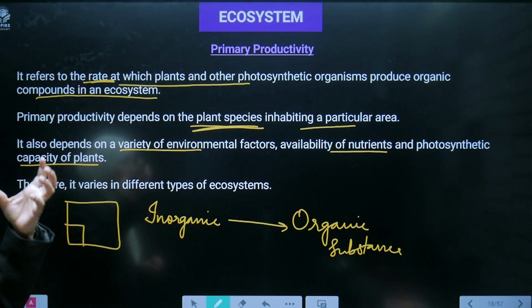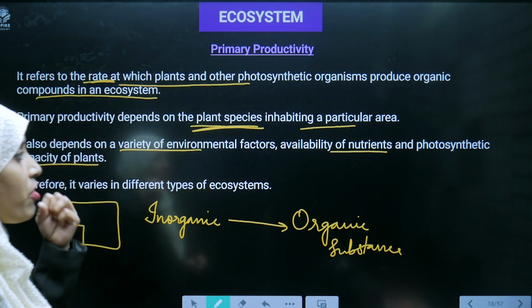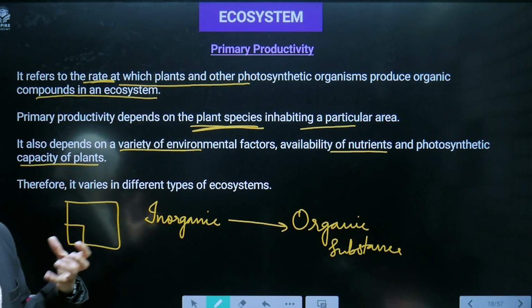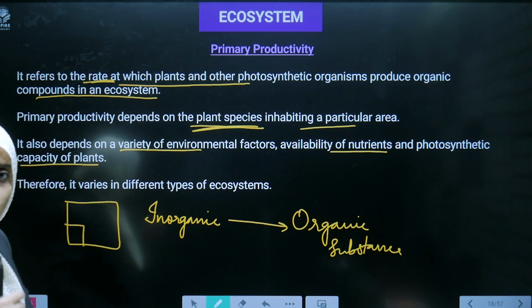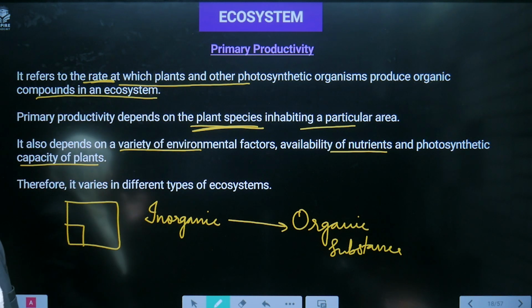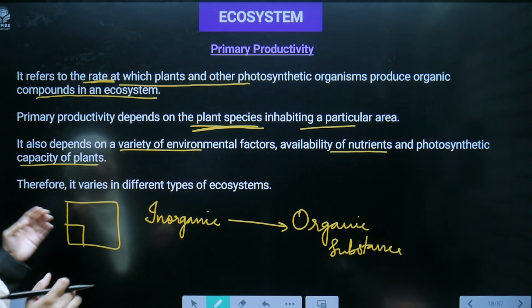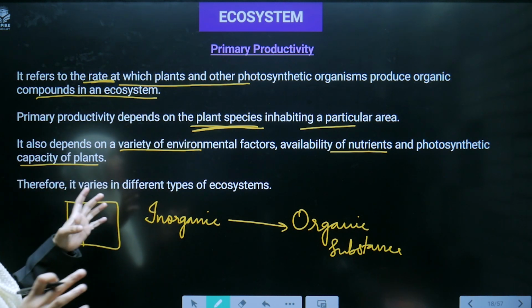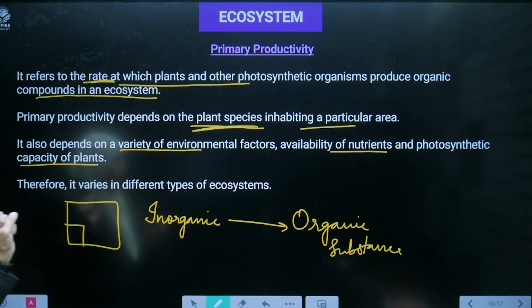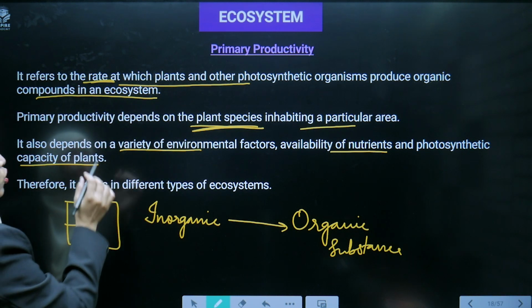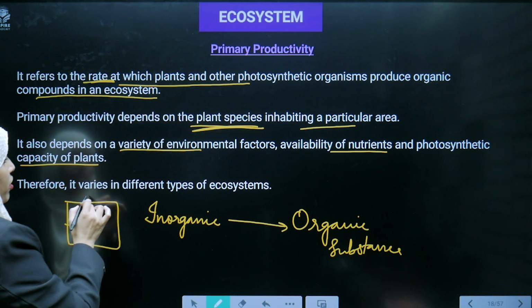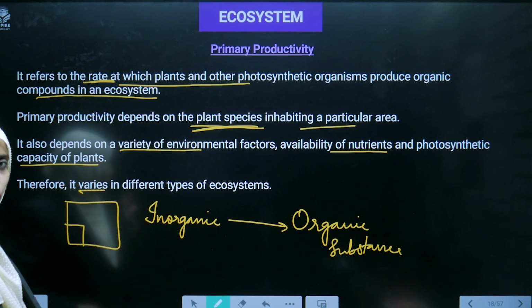That means the rate at which the photosynthetic plant performs photosynthesis, and whether the nutrient is available or not. And if it is available, how much content? So all this together helps in the primary productivity. Therefore, we can say the primary productivity varies in the different types of ecosystem.